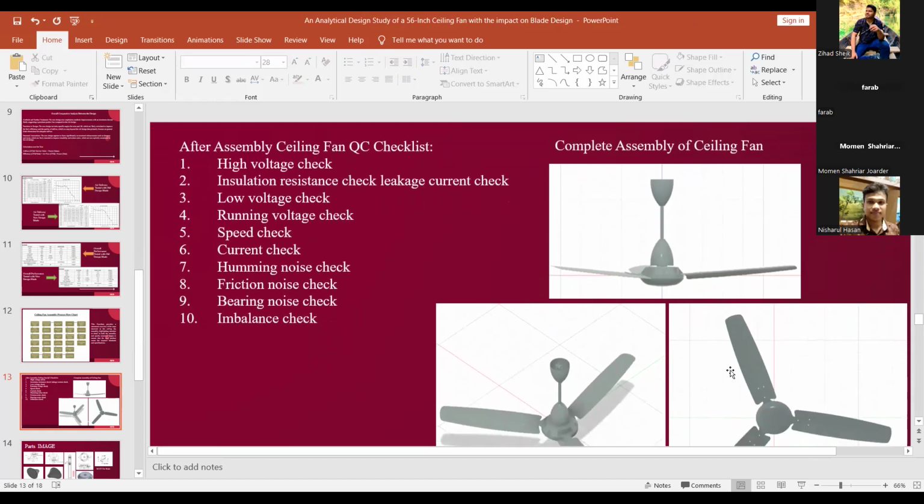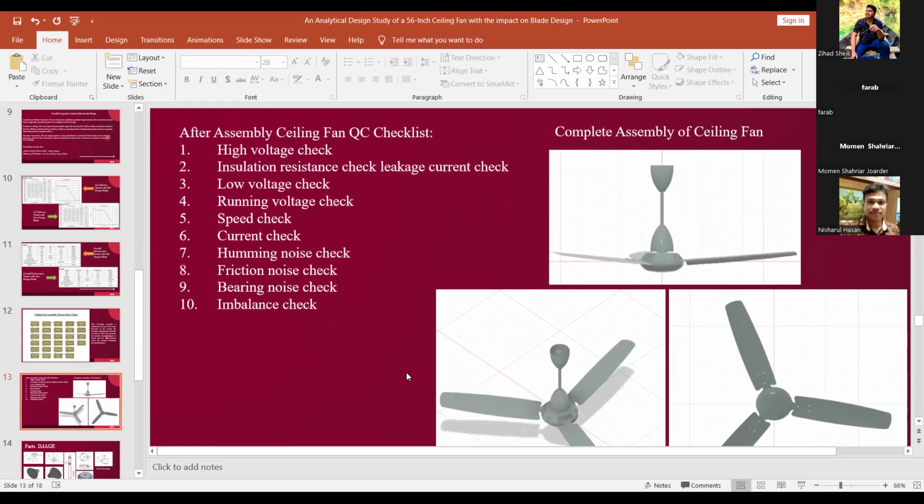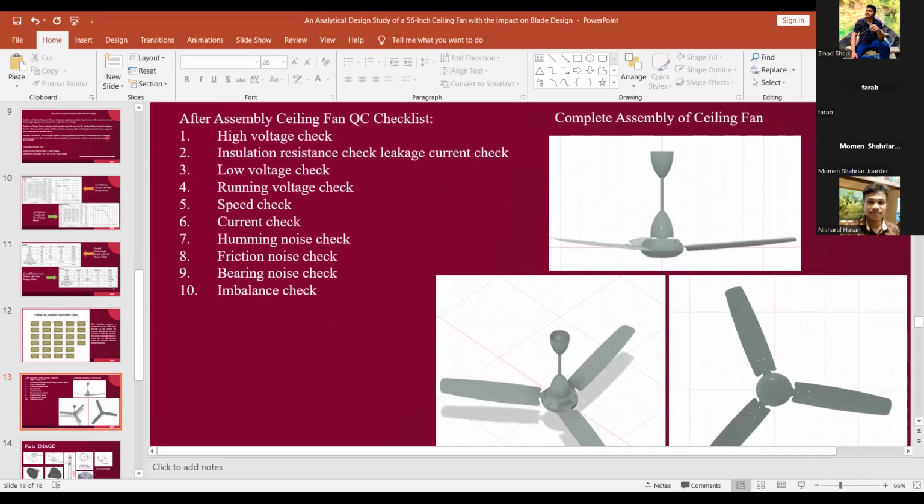And this is, you can see, the ceiling fan. So from this board, another group member will share the slide with you. I am giving him the option. Yeah, you can share your slide.